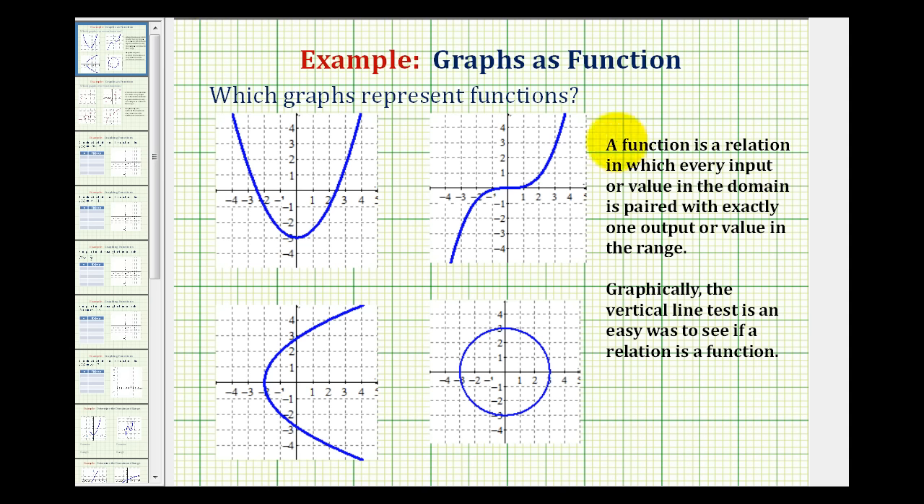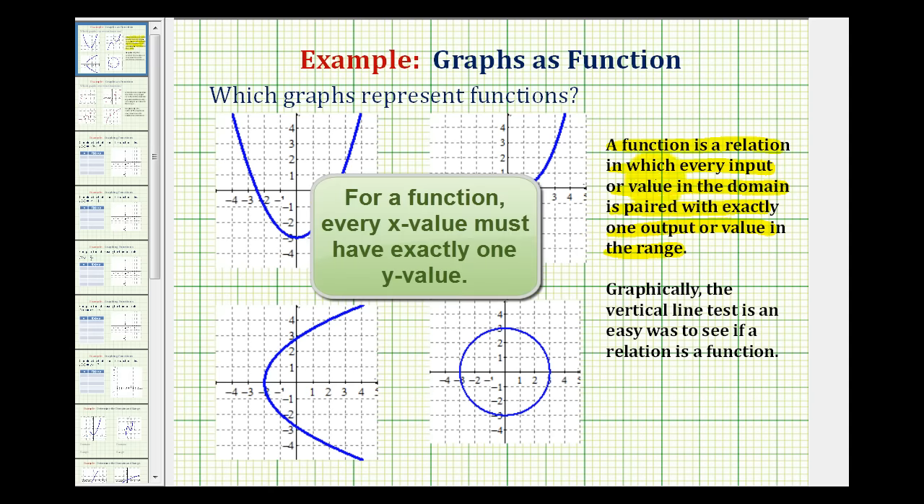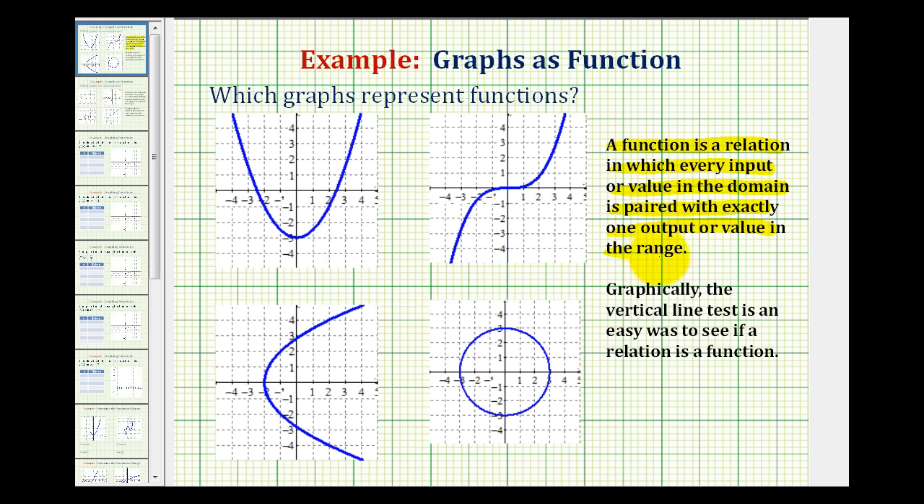A function is a relation in which every input or value in the domain is paired with exactly one output or value in the range. A simpler way to state this definition might be to say that every x value must have exactly one y value in order for the relation to be a function. And to test this graphically, we can use what's called a vertical line test.